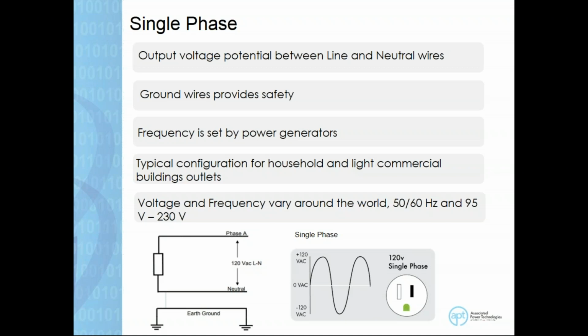Now these are typically used all around your household, for household appliances or light commercial usage, where single phase power is enough to power up your LED lights, microwave ovens, vacuums, and those kind of products. If you were to look at what the single phase is, it's just a single sinusoidal wave of power being delivered between the phases of line and neutral.